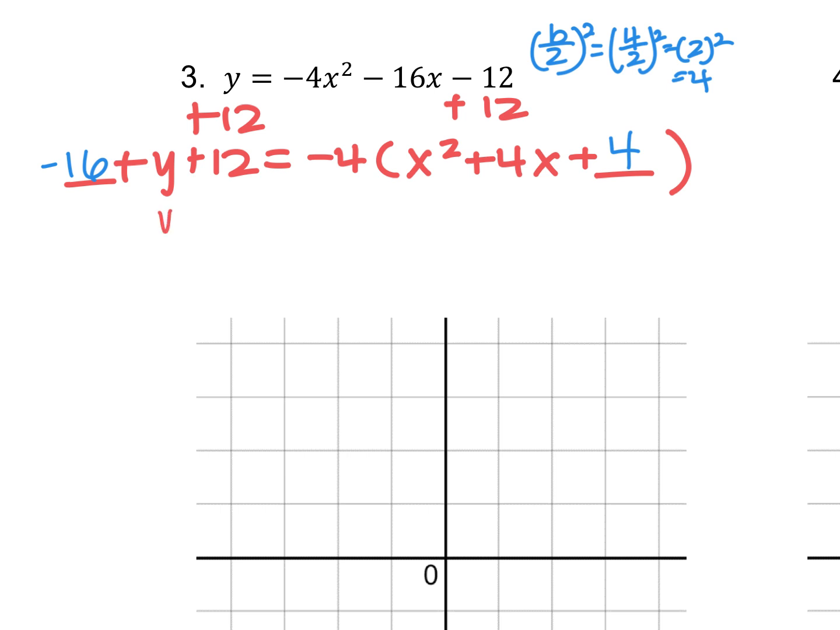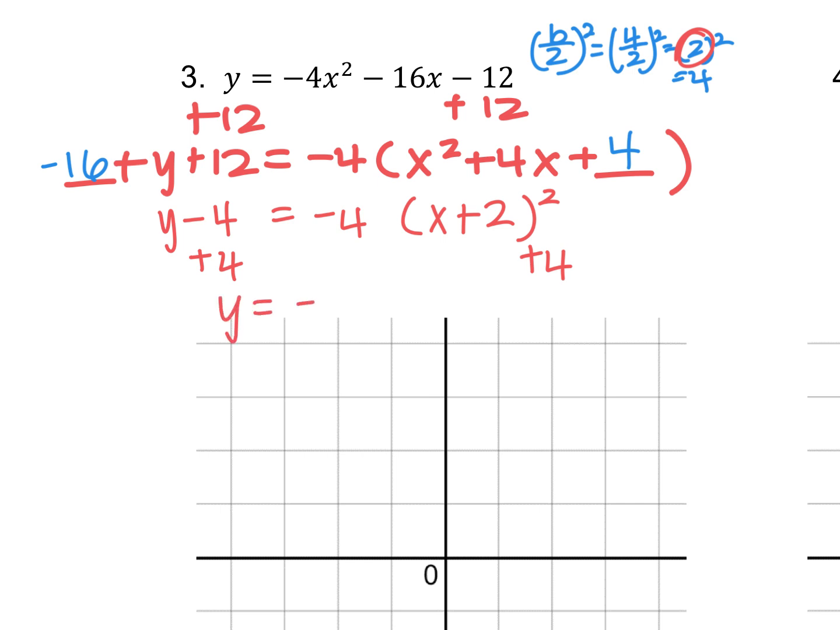So then on the left side, I have y minus 4 equals, I have this negative 4 here, and I factor the perfect square trinomial to x plus what? What do y'all think? X plus 2. X plus 2. And then I add the 4. So y equals negative 4 x plus 2 squared plus 4.